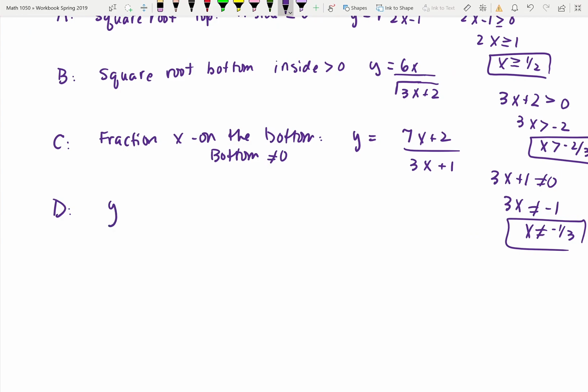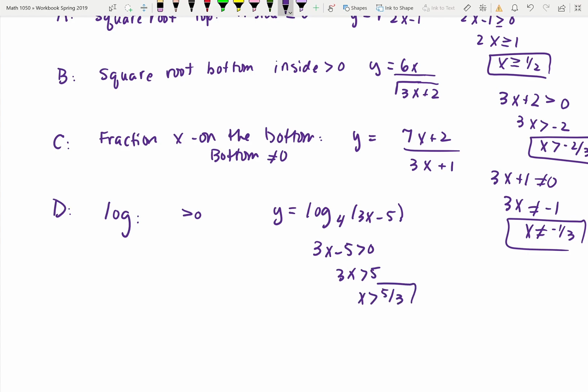The other restriction on domain is if we're dealing with logs. Let's write down logs. If you have a log, what you're taking the log of must be greater than 0. So for example, y equals log base 4 of 3x minus 5. All you have to do is 3x minus 5 is greater than 0, 3x is greater than 5, x is greater than 5/3. That's it.